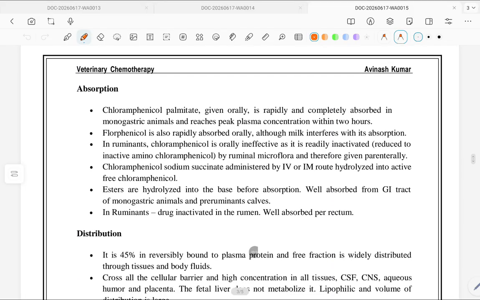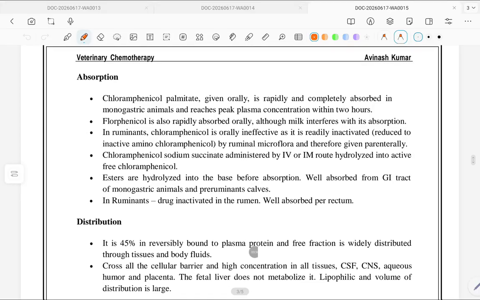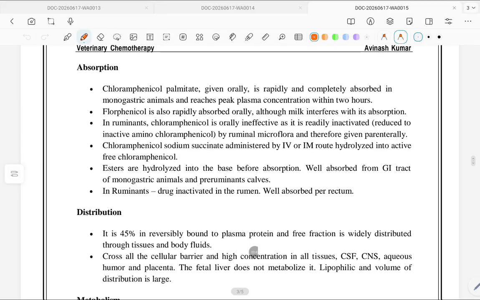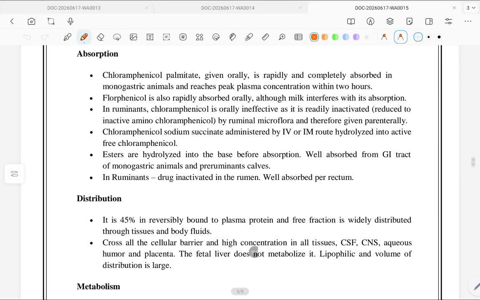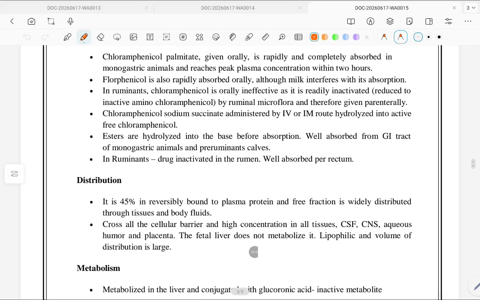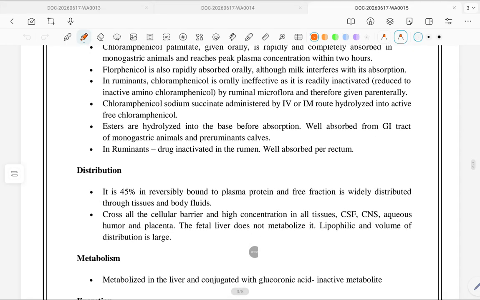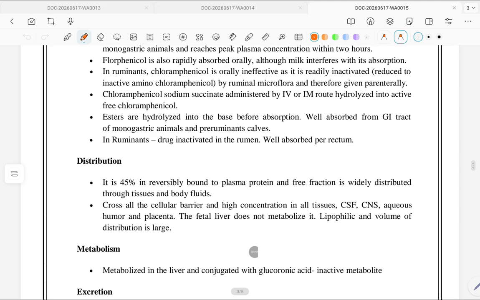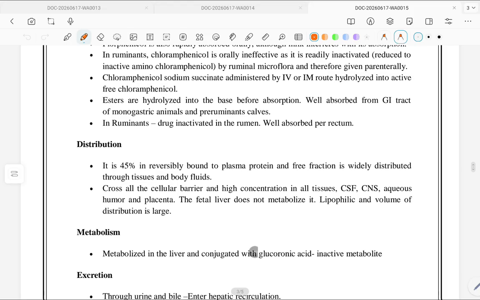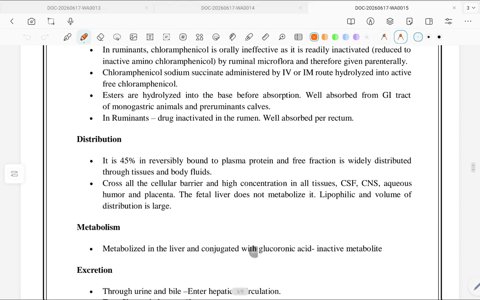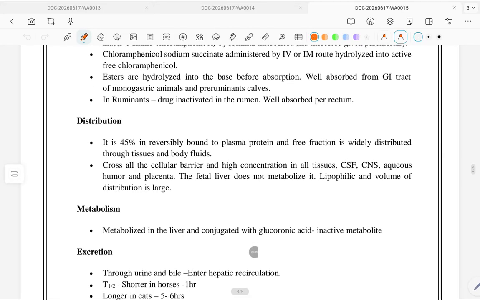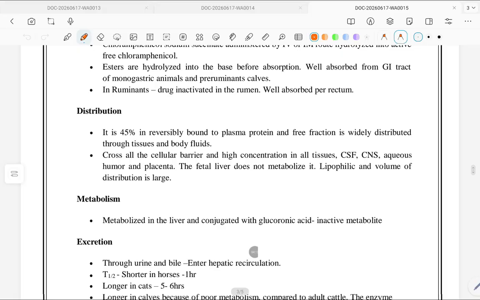In ruminants, chloramphenicol is orally ineffective as it is readily inactivated, reduced to inactive aminochloramphenicol by ruminal microflora, and therefore given parenterally. Chloramphenicol sodium succinate administered by IV or IM route is hydrolyzed into active free chloramphenicol. Esters are hydrolyzed into the base before absorption and are well absorbed from the GI tract of monogastric animals and pre-ruminant calves. In ruminants the drug is inactivated in the rumen but well absorbed per rectum.